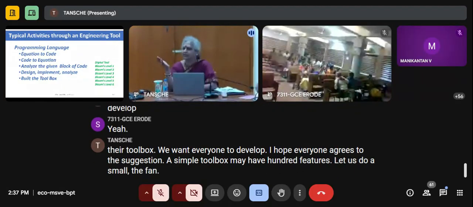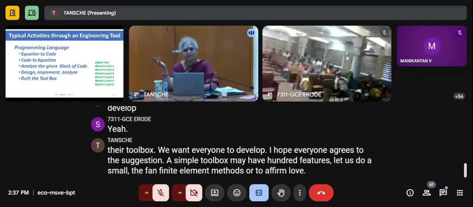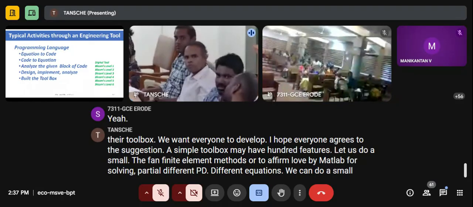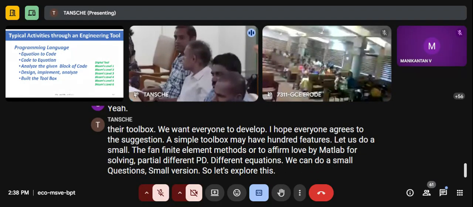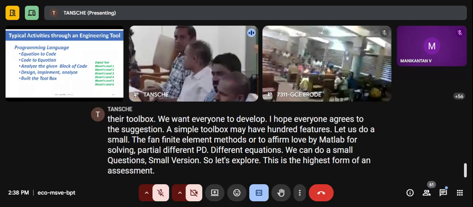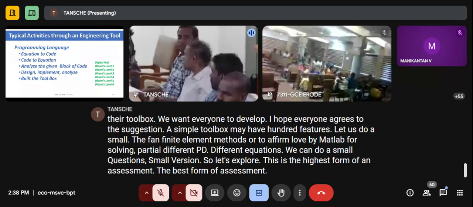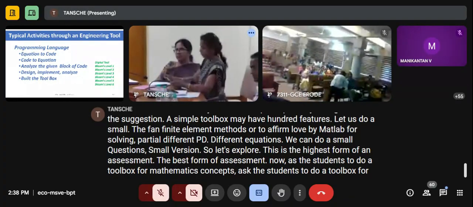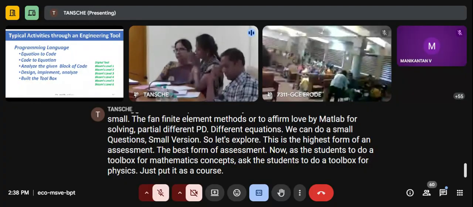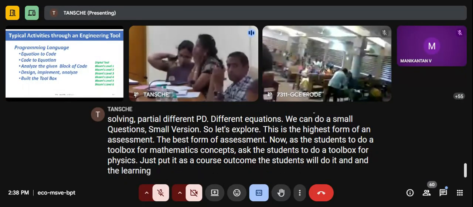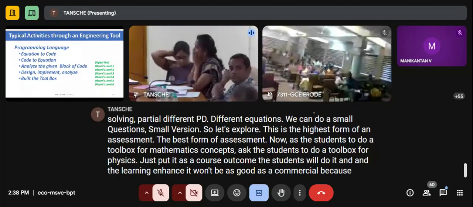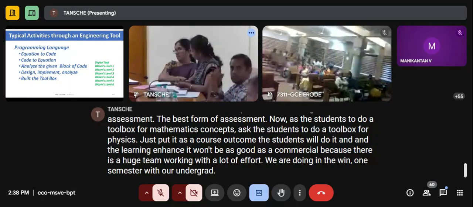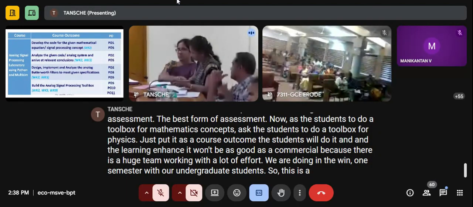The finite element method FEMLab by MATLAB is for solving partial differential equations. We can do a small version. So let's explore. This is the best form of assessment. Ask the students to do a toolbox for mathematics concepts. Ask the students to do a toolbox for physics. Just put it as a course outcome, and the students will do it, and the learning is enhanced. It won't be as good as a commercial one because there is a huge team working with a lot of effort. We are doing it in one semester with our undergraduate students. At this rate I will not be able to cover everything.